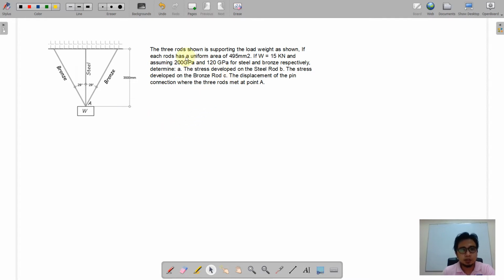So given the uniform area of each of the rods, 495 millimeters squared, as well as the applied load of 15 kilonewtons, with the modulus of elasticity for each material, steel and bronze, we are required to determine the stress developed on the steel rod, the bronze rod, and the displacement of the pin connection where the three rods meet at point E.